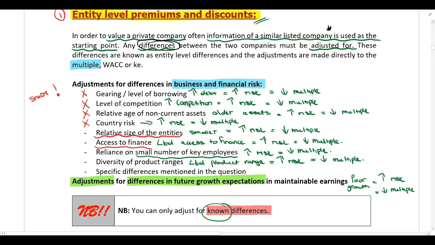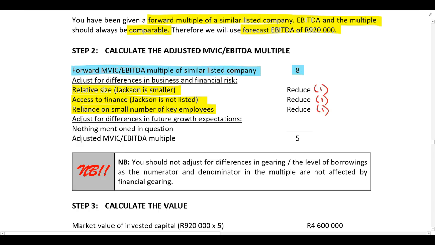Diversity of product ranges, no information. Any other differences mentioned in the question, no information. Differences in future growth expectations, no information. So we can't make any other adjustments. That brings us down to an adjusted multiple of 5.